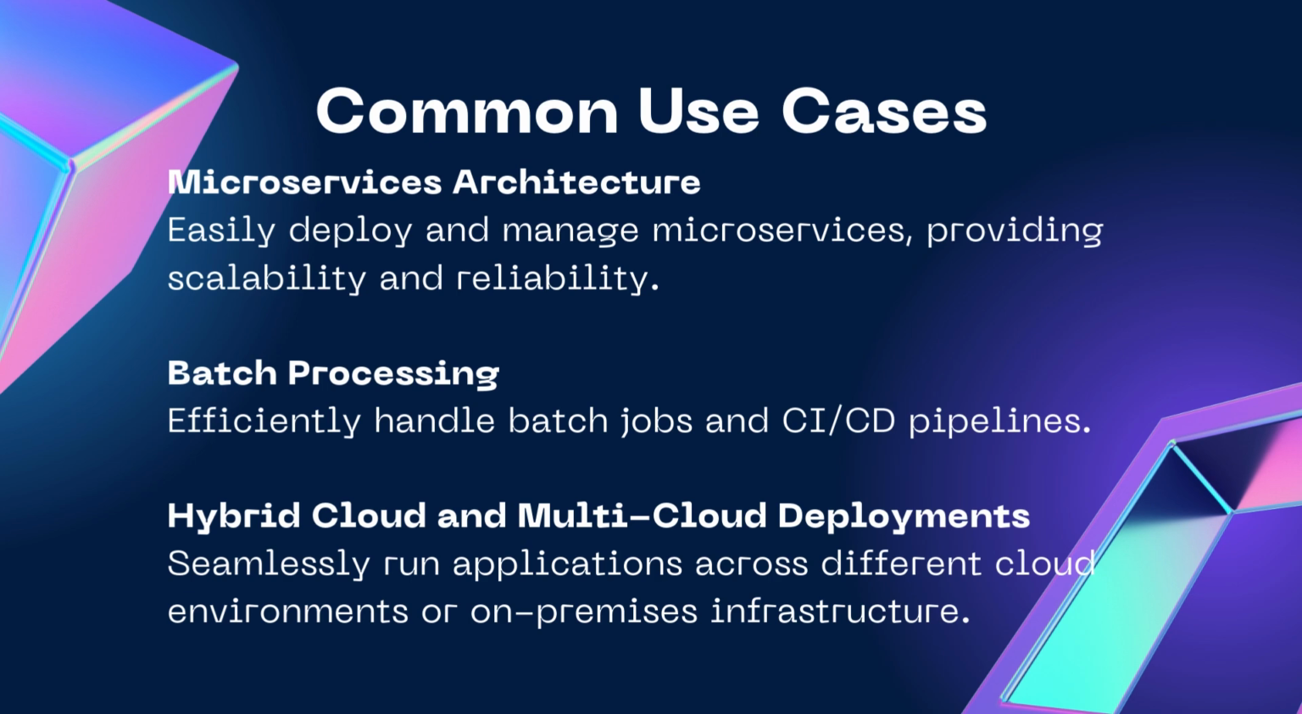Microservices architecture. Easily deploy and manage microservices, providing scalability and reliability. Kubernetes is widely used for deploying and managing microservices, allowing for scalable and resilient application architectures. Next, batch processing. It excels in handling batch processing and continuous integration/continuous deployment, CI/CD, workloads, automating job execution and resource management.